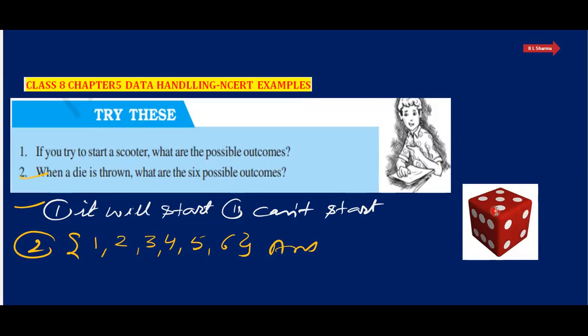ये दो आपके बना हुआ है, डॉट्स बना हुआ है, and there are 6 faces on a cube. Its opposite side is 1, its opposite side is 3, and its opposite side is 2. So there are 6 possible outcomes of when a die is thrown. जब एक die को throw करते हैं तो हमें 6 possible outcomes मिलते हैं, और वो हैं 1 और 2 और 3 और 4 और 5 और 6.